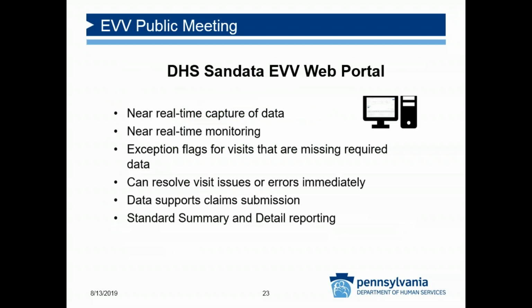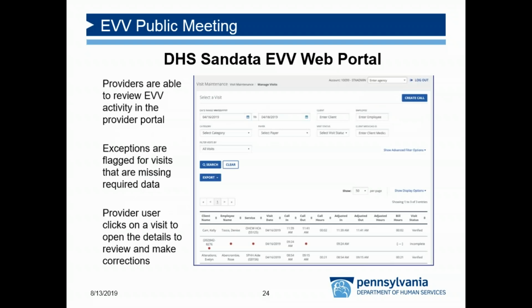So then the other part of the DHS Sandata EVV system is the web portal. The web portal provides near real-time capture of data and allows for near real-time monitoring. The exception flags for visits that are missing required data show up within the system, and the administrators can resolve those visit issues or errors nearly immediately. Additionally, the data supports claims submission, and the web portal offers standard summary and detailed reporting. So I just wanted to walk you through some of the screens that you would see within the web portal.